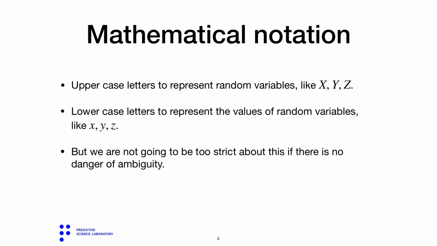So a little bit about the mathematical notation here. We're going to be using uppercase letters to represent random variables. So X, Y, and Z, all capital, as you see here. And lowercase letters to represent the values of these random variables. So for example, little x, little y, and little z will be actual values. But we're not going to be too strict about it, and we may just use the lowercase letters to represent both random variables and their values if there is no ambiguity.